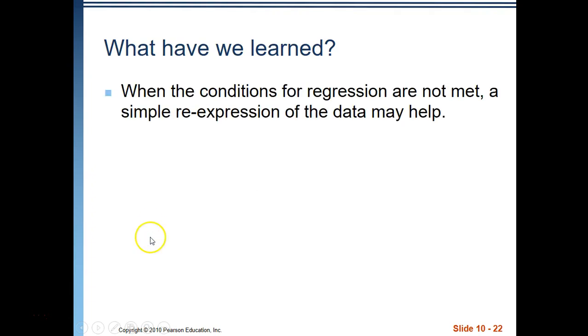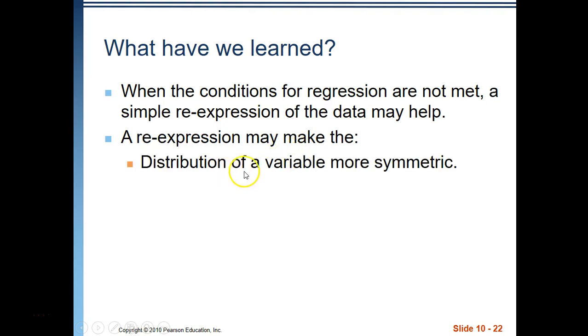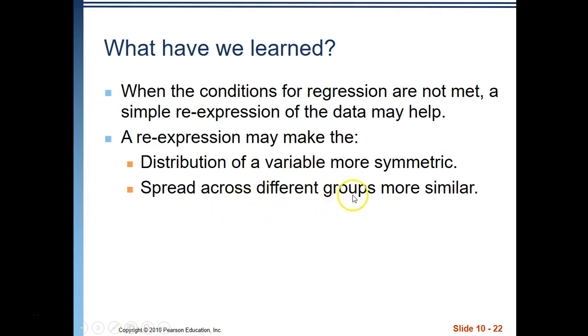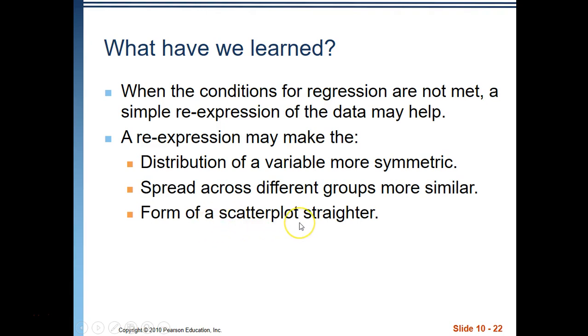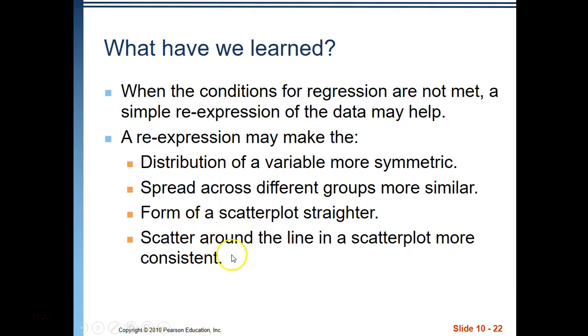So what have we learned? When the conditions for regression are not met, a simple re-expression of the data may be helpful. A re-expression may make the distribution of a variable more symmetric, which is very helpful. It can make the spread across different groups more similar as well, and form a scatter plot that is straighter. Remember, if we can keep things in terms of straight lines, it's just easier for us. We know y-intercepts, we know slopes, we can decipher the data and predict it much easier. Scatter around the line in a scatter plot is just more consistent if you can somehow make it fit.